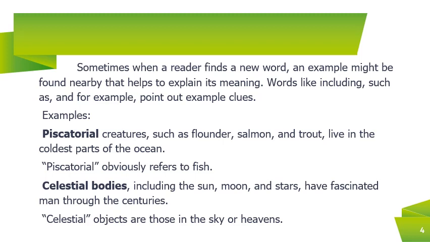So, some example naman. Another example. This is not included in your module. Piscatorial creatures such as flounder, salmon, and trout live in the coldest parts of the ocean. We are not familiar with the word piscatorial. Because of the context clue, the explanation or example clue, we can define piscatorial as fish or fishes that live in the coldest parts of the ocean.